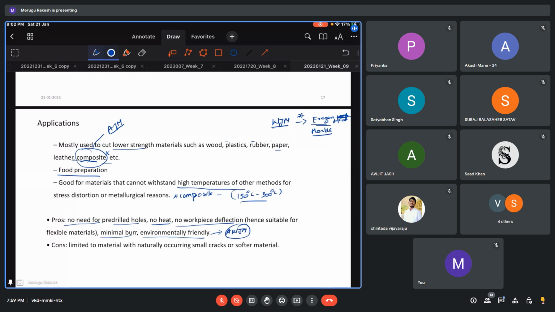Limited to metal with naturally occurring small cracks. So this applies to abrasive water jet machining as well as abrasive jet machining. Softer materials applies to water jet machining.